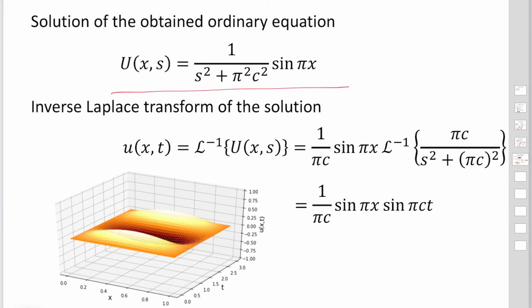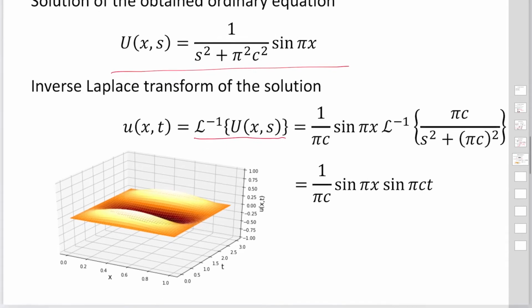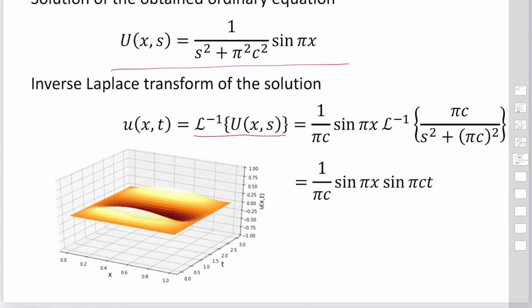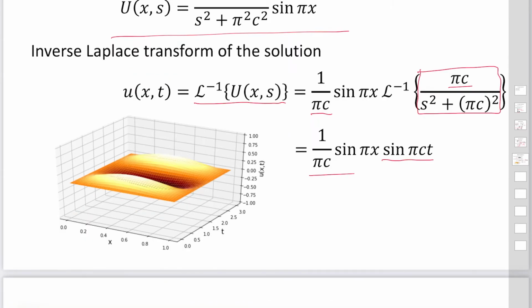To find the solution of the wave equation, we need to take the inverse Laplace transform of this. So u is obtained by the inverse Laplace transform of capital U. We multiply by pi c. Then the inverse Laplace transform of this function becomes sine pi c t. So this is the solution of u. If you draw a graph as a function of t and x, initially the displacement is 0. Because the velocity is given, the displacement is produced with time. It changes with time.